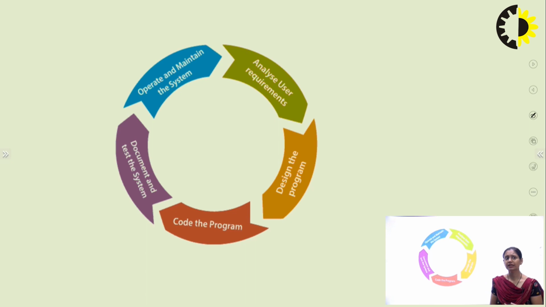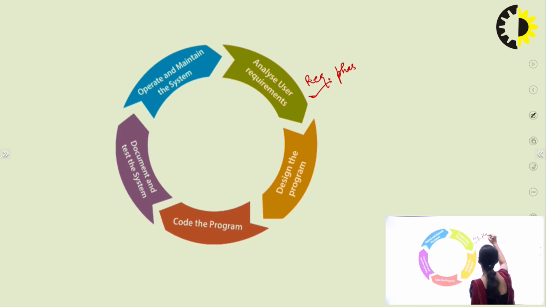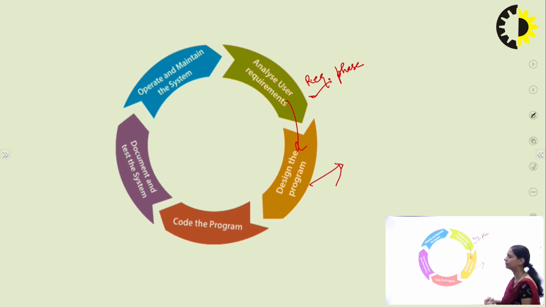So if we understand it over here, we first start with analyzing the user requirements, which came up with the requirement phase, requirement analysis. Then on the basis of the requirements that the user gave, we design it. The designing of the software is being done, where comes the SDDs. Once the design has been done, we start with coding, that is implementing the design.